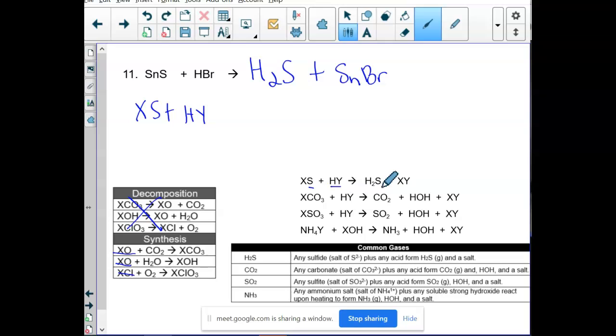Now, I can't just leave it. H2S is great because we know it's H2S because it told us so, but these are unknowns, right? They could be anything depending on the problem. I have to figure out how they go together.